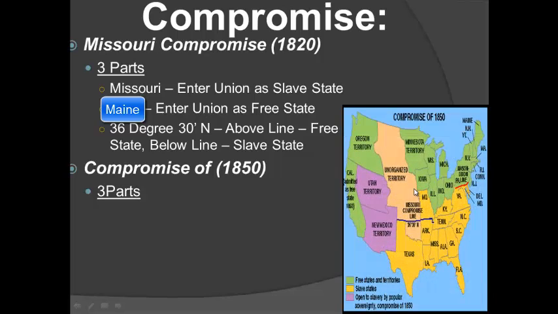All right, so the Compromise of 1850, a little similar in some three parts, but also a little different. One thing, it brings in California as a free state. 1849, do you remember what happens in California, Mr. Norris? Gold is discovered in the gold rush. That's right, the 49ers.